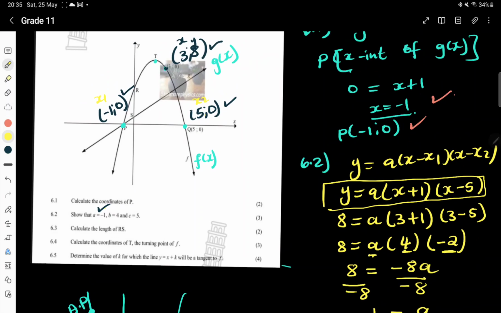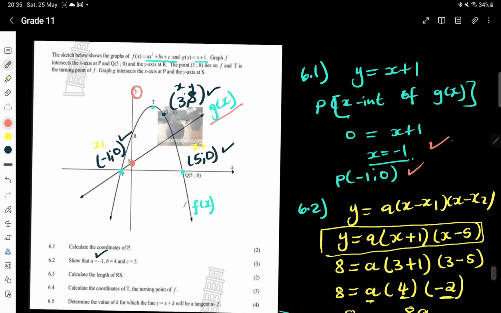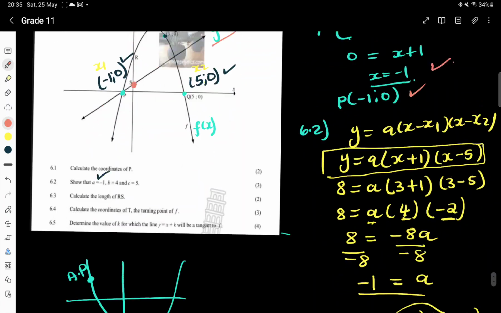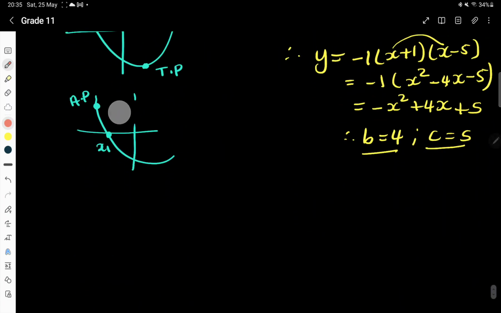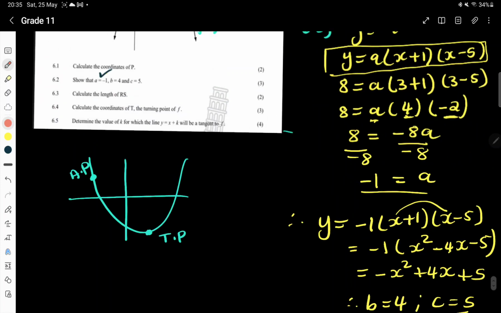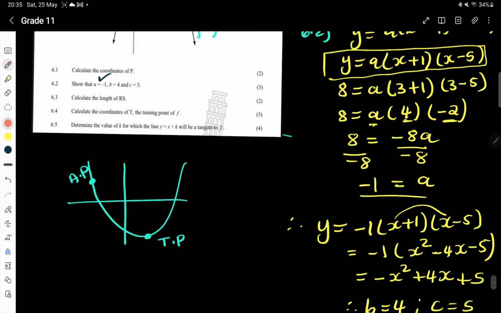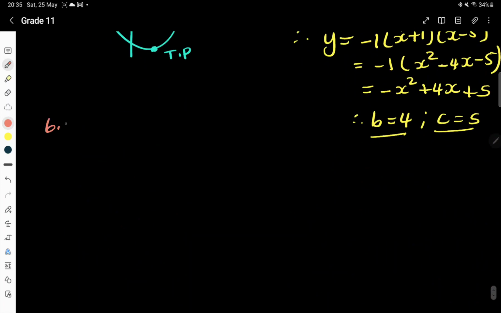Next question, the length of RS. Where is RS? Remember, the S there is the y-intercept. It's on the y-axis. It's the y-intercept of the line of g of x. Are we fine? So you need to find the y-intercept. It's simple. You just find it from the formula. Remember, that's 6.3.